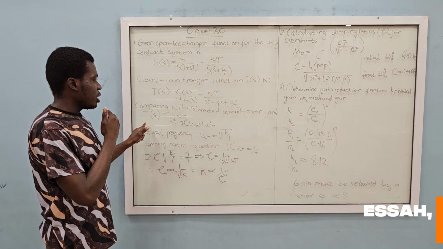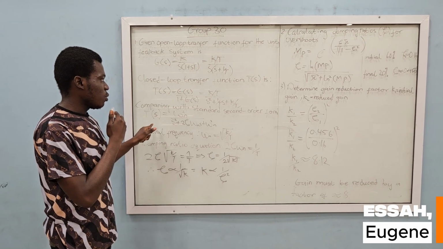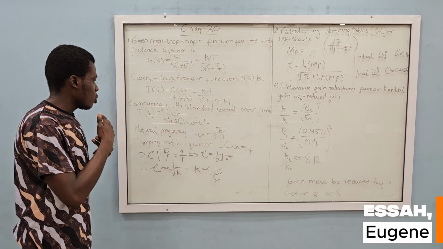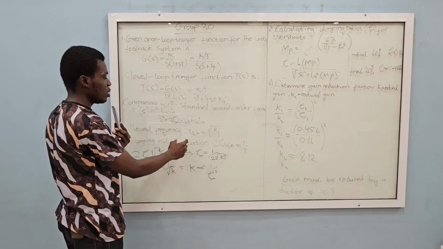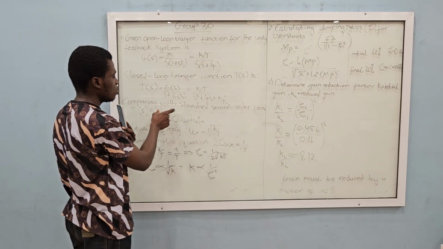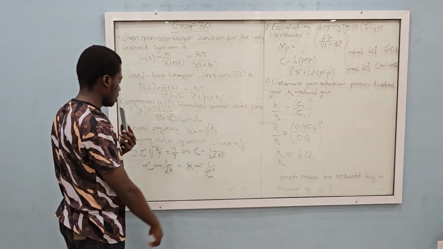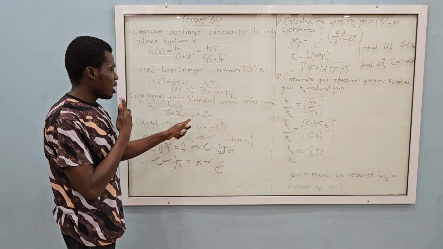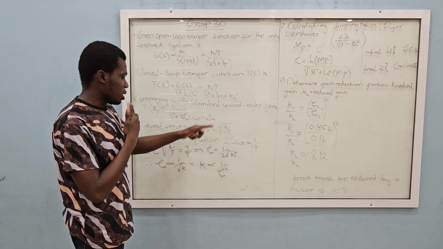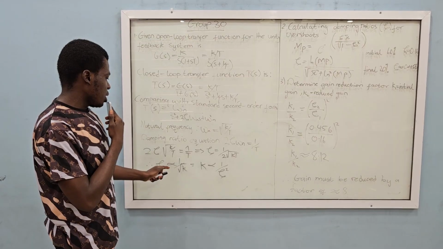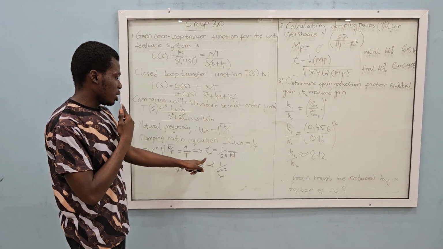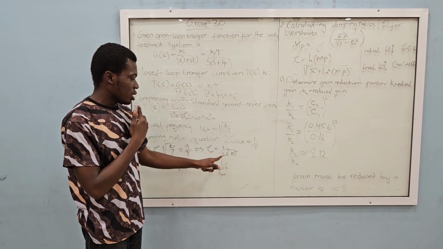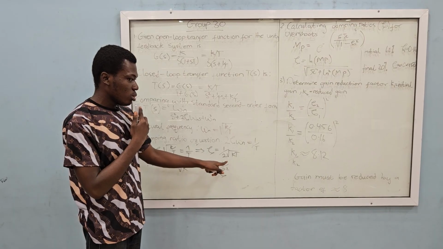We'll compare it with the standard second order form, and by comparing coefficients we'll have our natural frequency omega n to be square root of K over T, and then our damping ratio equation 2 zeta omega n will be 1 over T. And then in making zeta the subject, we end up getting this expression 1 over 2 square root of KT.